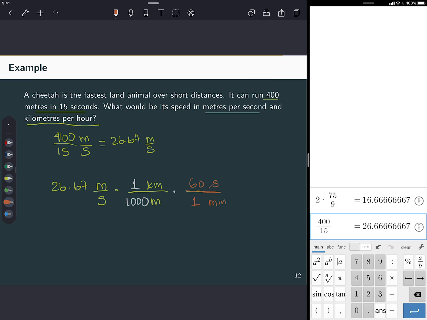That will get rid of the seconds, and my units are minutes. But I still want to keep going because I want to do it in hours. So then I do another factor where I want minutes in the top and I want hours in the bottom. So 60 minutes is 1 hour. That's how you get, by multiplying these 2 terms. That's why I was saying it's multiplied by 3,600, right?